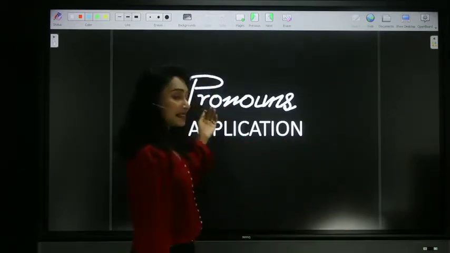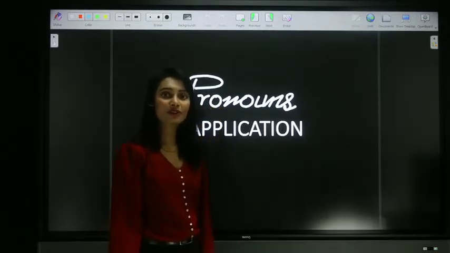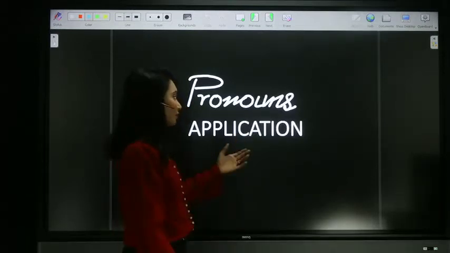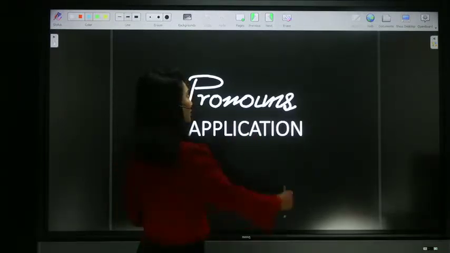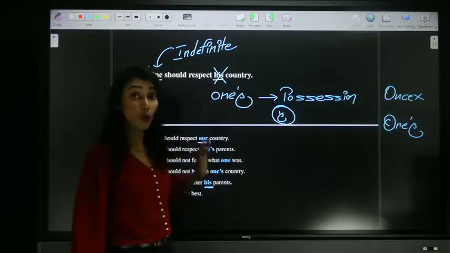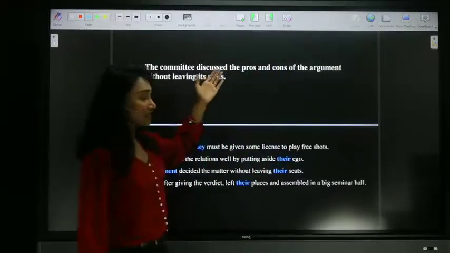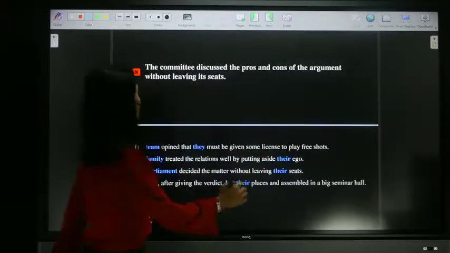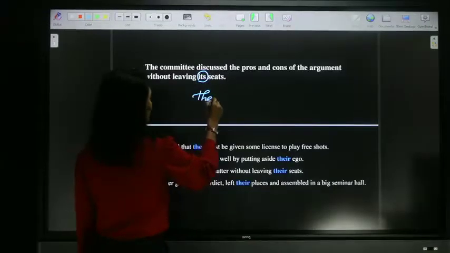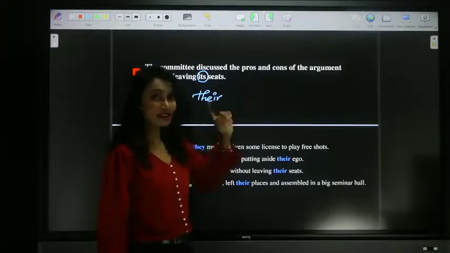Now, let us see the application part. We have also discussed the types of pronouns and their usage. So we have seen two sentences in the application part: one should respect one's country, and the second one is the committee discussed the pros and cons of the argument without leaving their seats, because here they are divided, pros and cons.